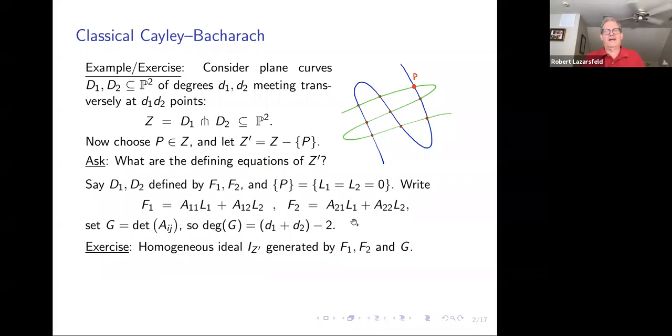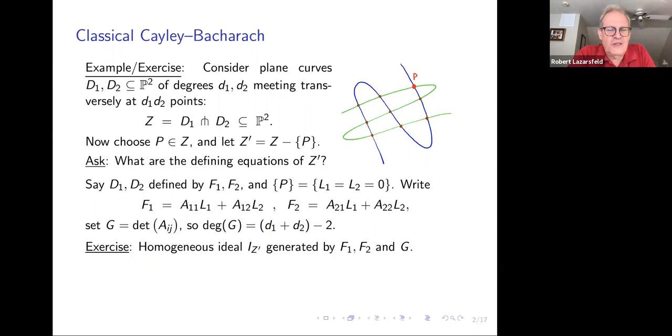Okay, so here's my exercise. If you take the complement of one point, if you let Z prime be this complete intersection Z minus a point, its homogeneous ideal is generated by F1 and F2 and this funny polynomial G. Okay, so that's my exercise. One way, if you know about linkage, you can do it like that, but I assume there are various ways to do it, or you can give it as an exercise to your undergraduate class and see what comes in. Okay, so what's the moral of this?